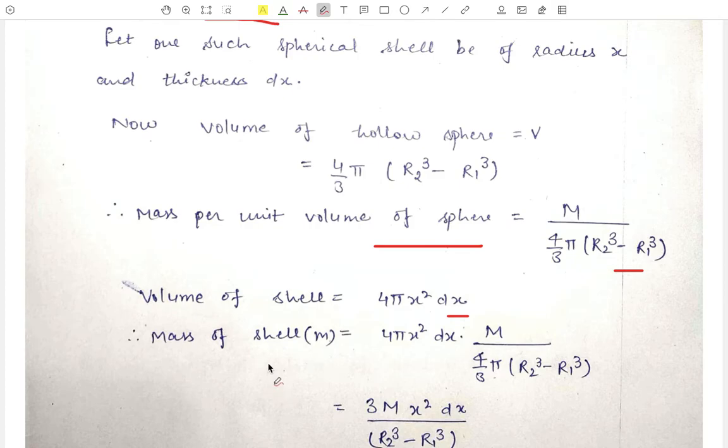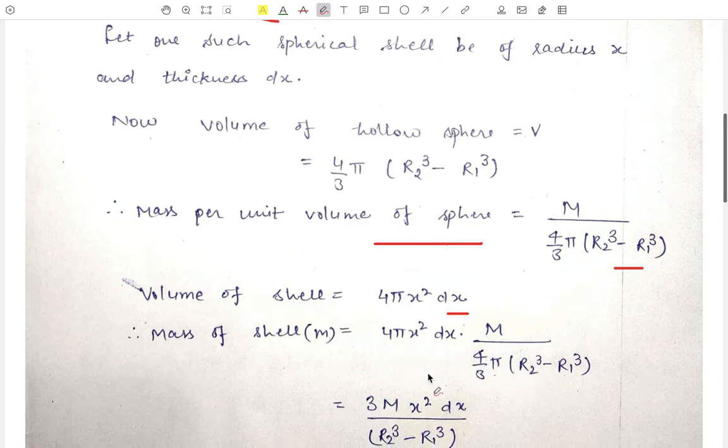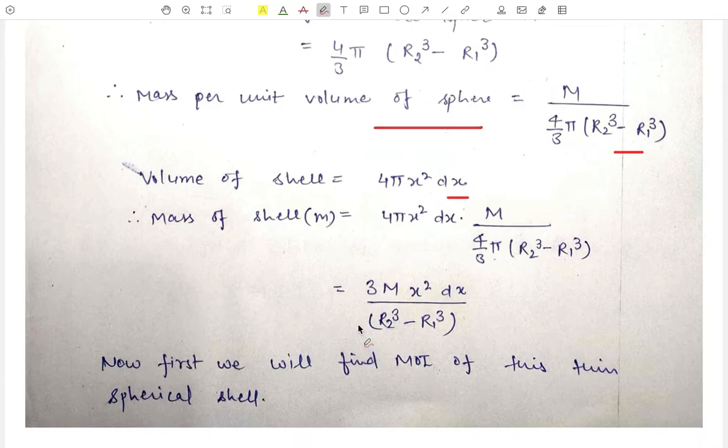Now, the mass of the shell, small m, will be equal to the mass per unit volume times the volume of the shell, that is 4π x² dx into m upon 4/3 π (r2³ − r1³). The 4π cancels out, and upon simplification we get the mass of the shell equal to 3m x² dx upon (r2³ − r1³).